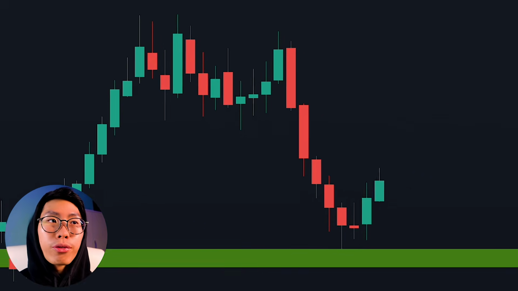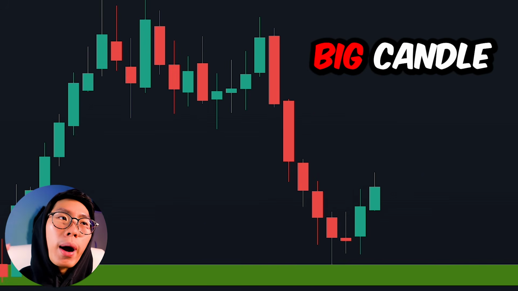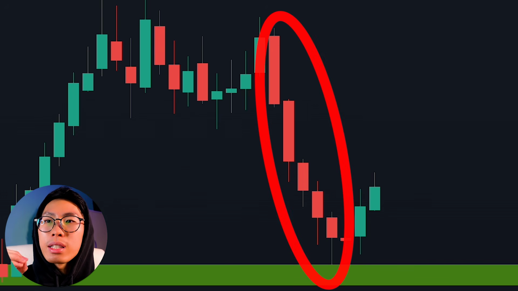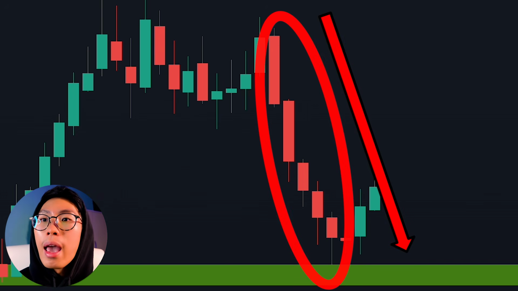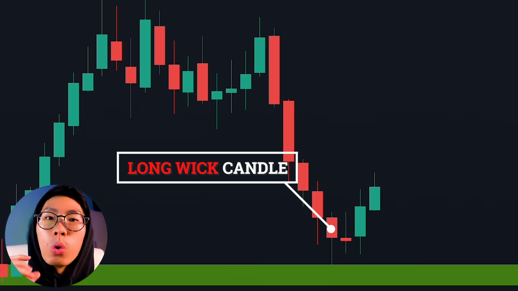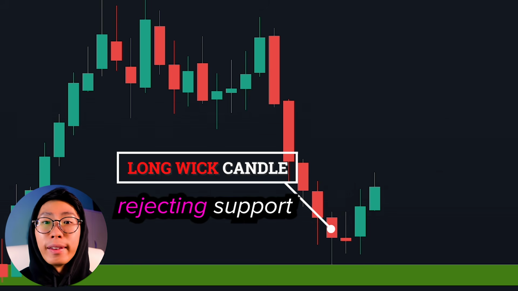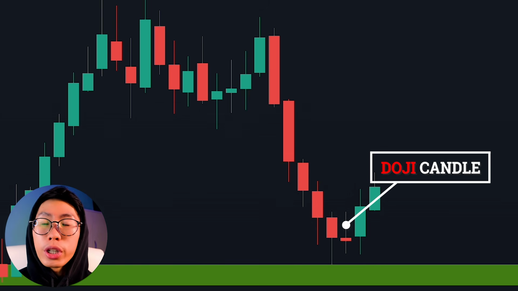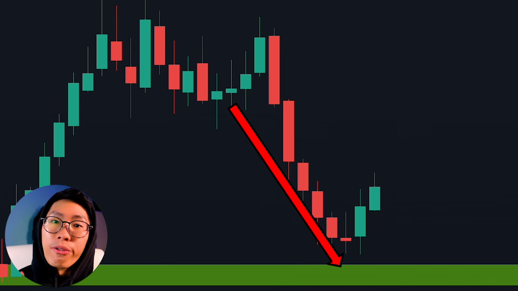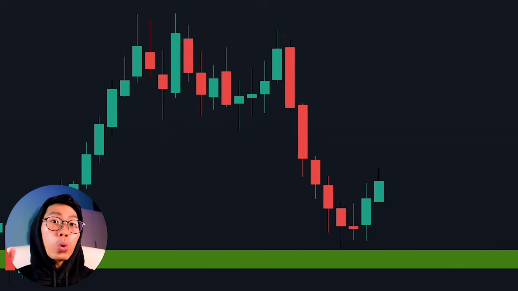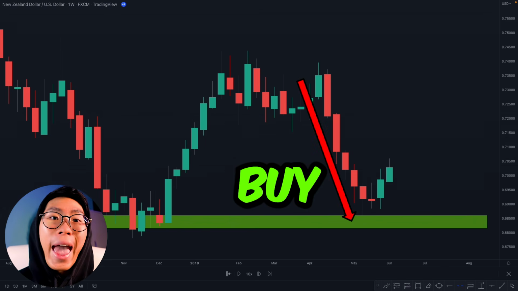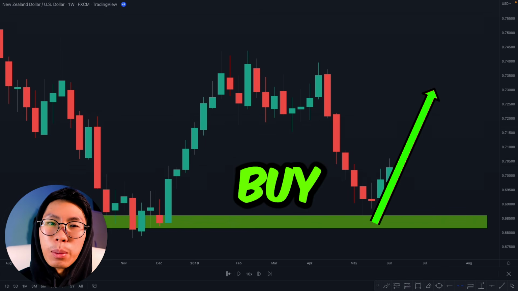You can see price literally form a big fat candle followed by a smaller candlestick and then another smaller candlestick, and you can just see the candlesticks start getting smaller and smaller, and then finally we have a small long wick candle right here rejecting this support level, and then price gave us a doji candlestick, which is a reversal candlestick, and this causes price to reverse and head back up. So you could have gotten in for a buy right here when you see that price is losing momentum and is reversing at this key support level.